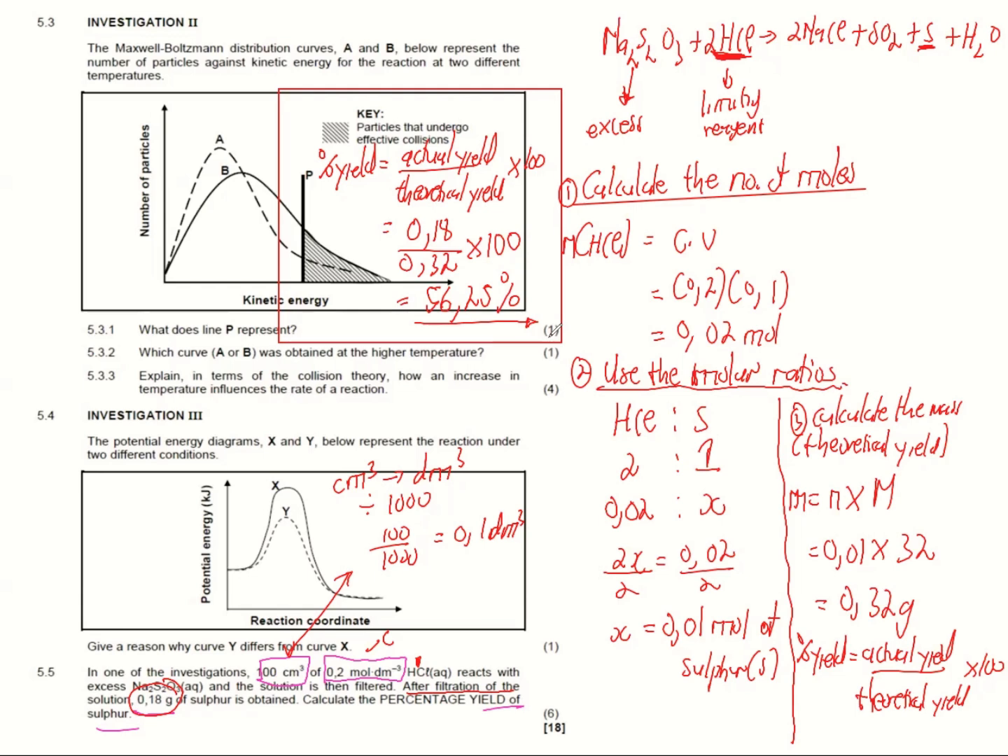Number one, calculate the number of moles. Number two, use the molar ratio in order to calculate the number of moles of the one that you are looking for, which is sulfur. Then use that to calculate the mass of the sulfur, which is now the theoretical yield. Then from there on, your step number 4 is just to calculate the percentage yield, which is what you're looking for. So you follow those 4 easy steps, then you'll be able to calculate that.